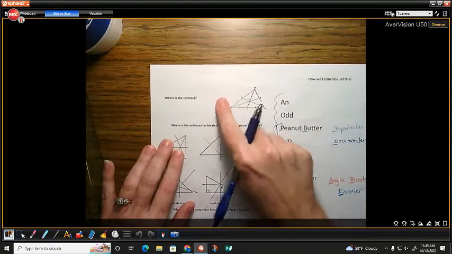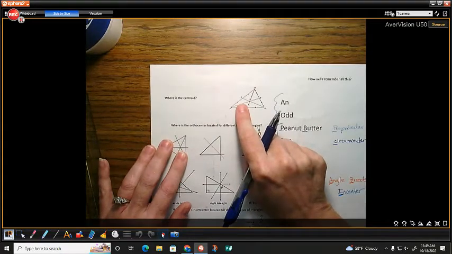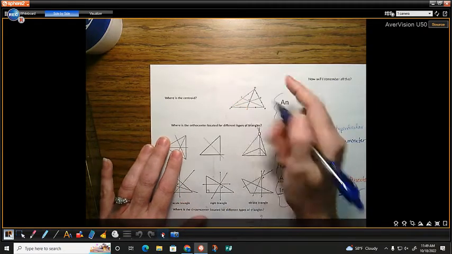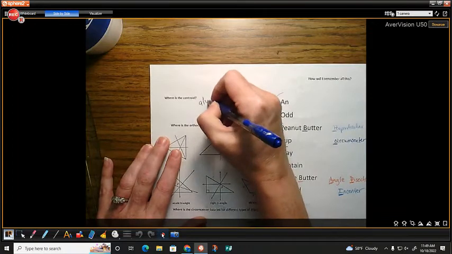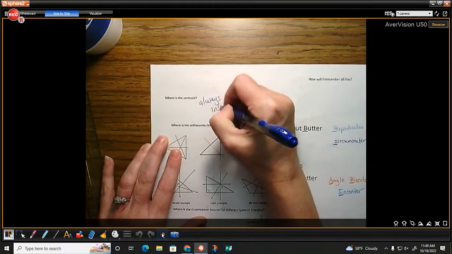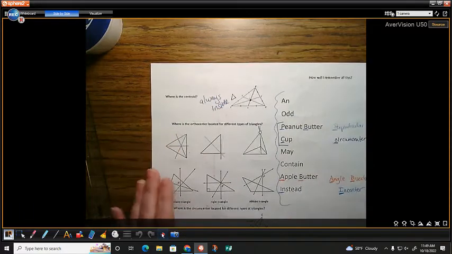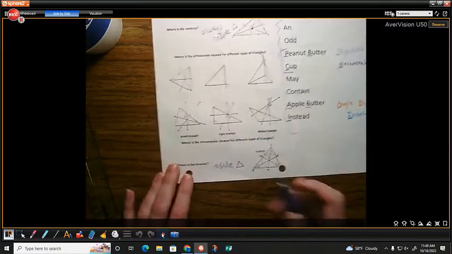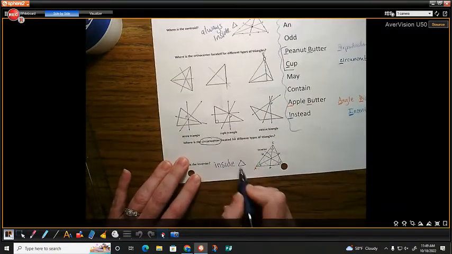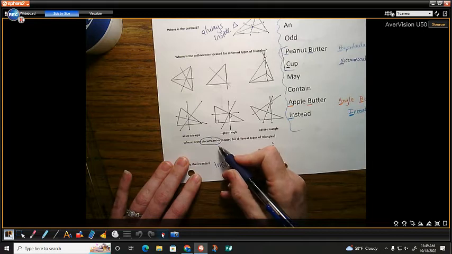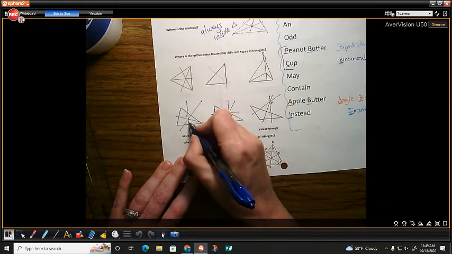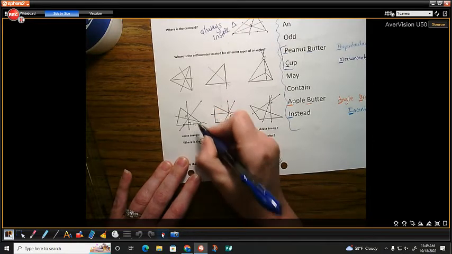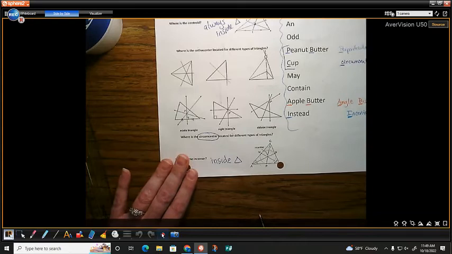And that centroid that we came up with, what segments met to make the centroid? The medians. This centroid is also always inside the triangle. But if you recall, when we did the circumcenter, what things meet at the circumcenter? The perpendicular bisectors met at the circumcenter, and it moved.